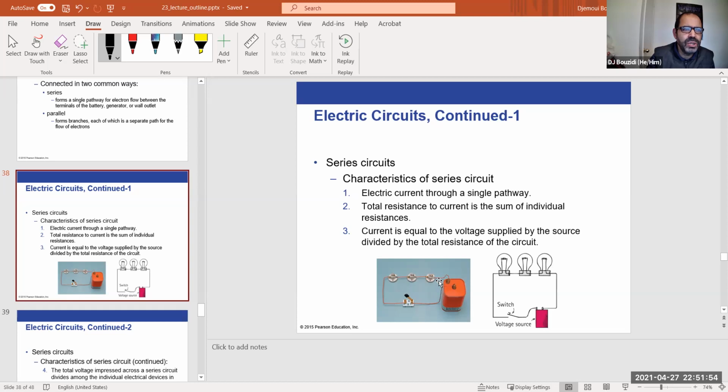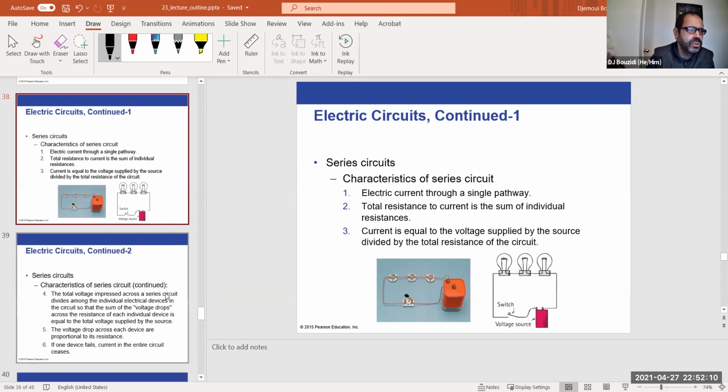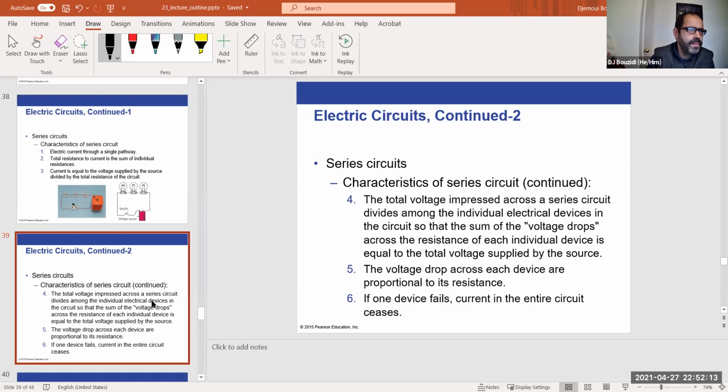However, the voltage drop depends on the resistance in here. So the voltage is not the same. If there is 1.5 volts in here and I have 3 of them and they're identical, I have to divide it by 3. So this one will have a half volt, this one will have a half volt, and then this one will have a half volt. Okay, so that's a key point when it comes to this.